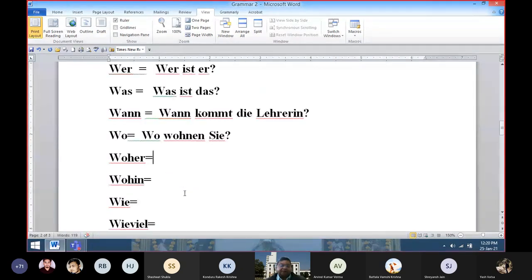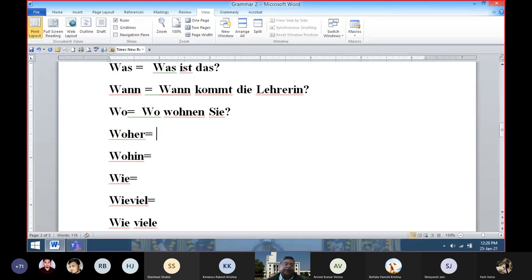Next one is woher. As I already gave you the meaning of the sentence, woher means from where. And you know the standard sentence you have learned: Woher kommen Sie? Where do you come from? Where do you belong to? Generally this is asked in introductions, when somebody is interested to know about the city or town you belong to. So this question is asked. Woher kommen Sie? So that is woher, from where.